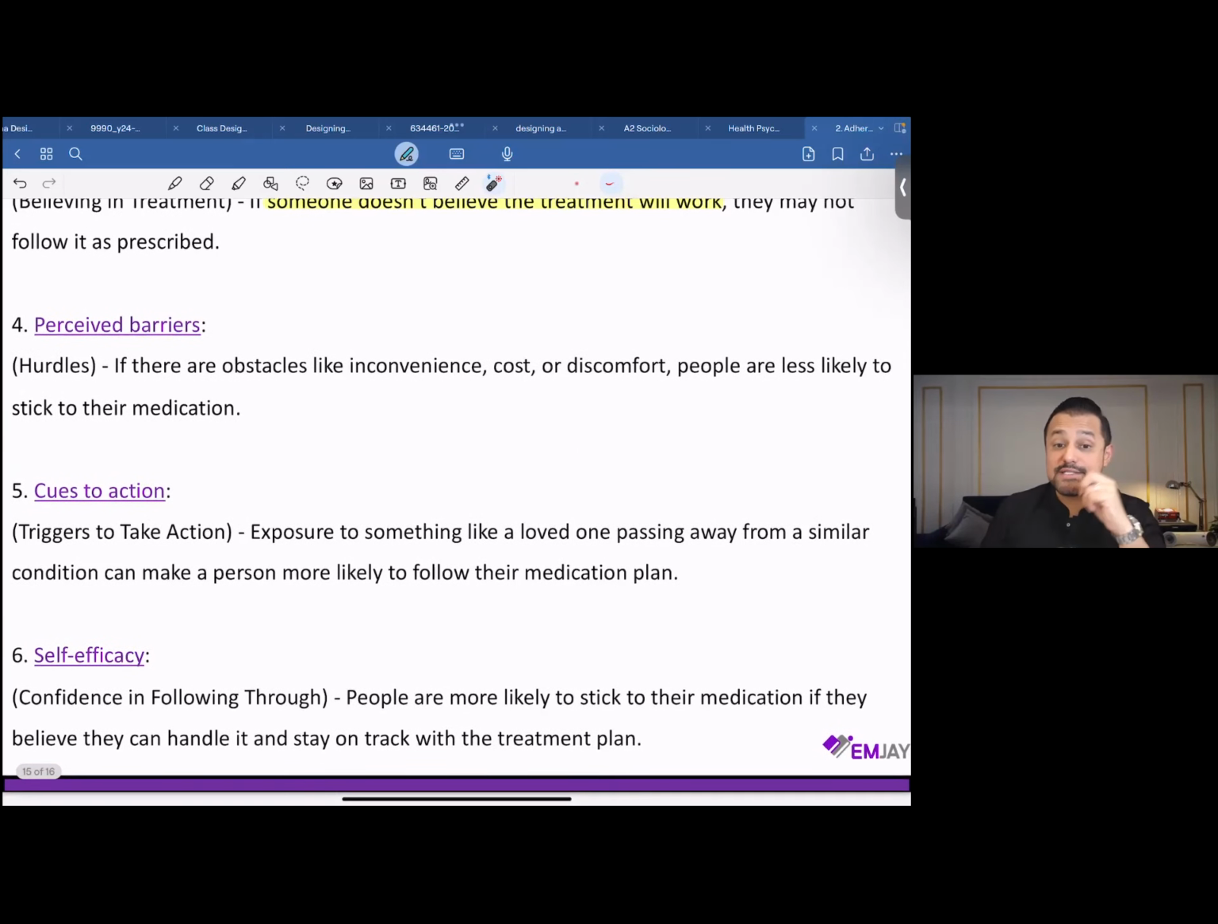The sixth one over here, self efficacy, or the confidence that you have in yourself as to the extent to which you'd be able to stick to the prescribed medicine or to the advice that has been given to you by the practitioner. So confidence in following through: people are more likely to stick to the medication if they believe they can handle it and stay on track with the treatment plan, right? If you believe you can handle it and stay on track with the treatment plan, the likelihood of you adhering more is always there.